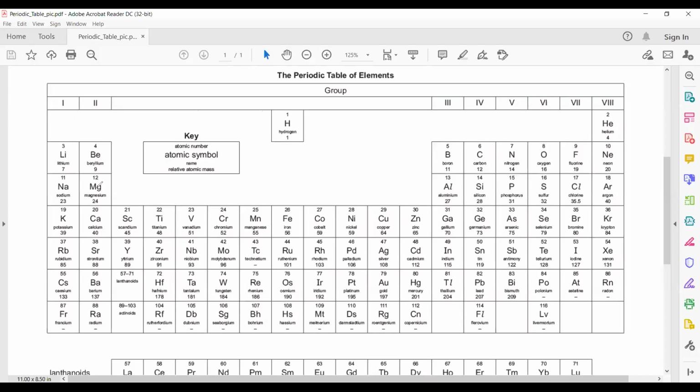So for sodium nitrate, the mass of sodium is 23, nitrogen is 14, and oxygen is 16. So it is NaNO3. Sodium is 23 plus nitrogen is 14 plus oxygen is 16 multiplied by 3. So 16 multiplied by 3 is 48. That plus 14 plus 23, the sum will be 85. So the molecular mass of sodium nitrate is 85.